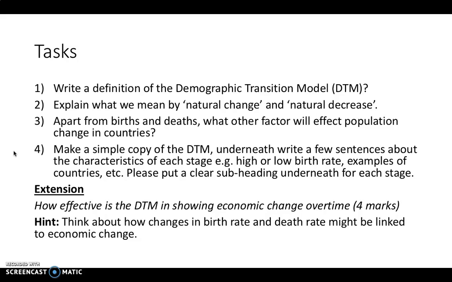I want you to try and make a simple copy of the demographic transition model. And then underneath it, you're going to write a few sentences about the characteristics of each stage. So you're going to put a subheading for each stage. You're going to have stage 1, and then you're going to write in bullet points the key factors of each of those stages. So has it got a high birth rate, a low birth rate? Describe it if you can, and also give examples of the countries that you might find.